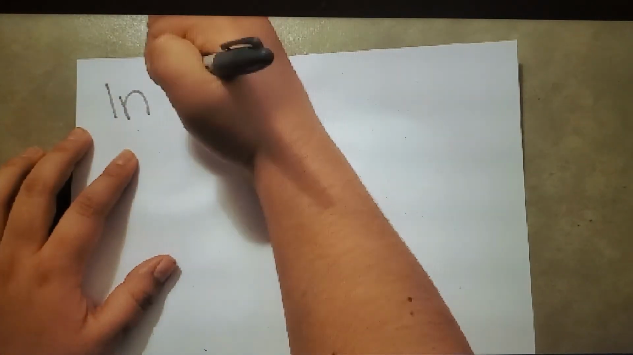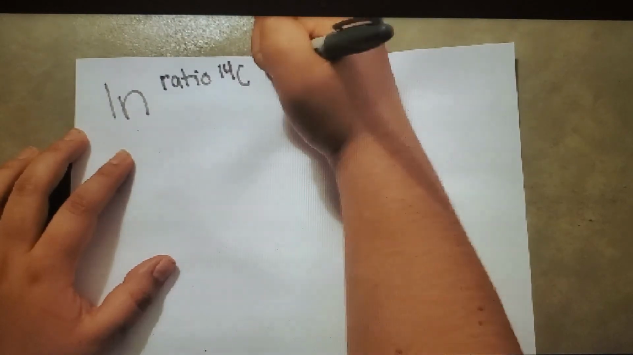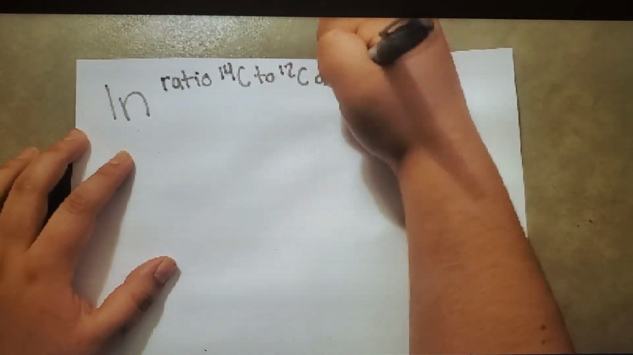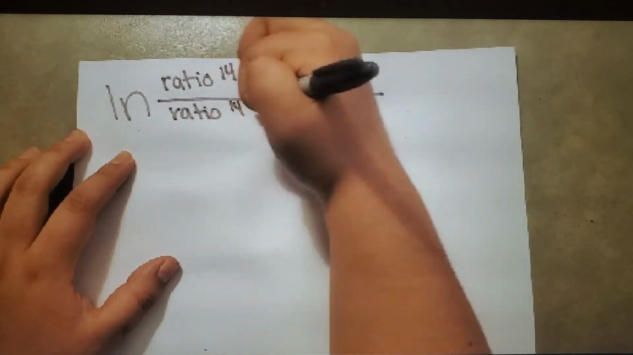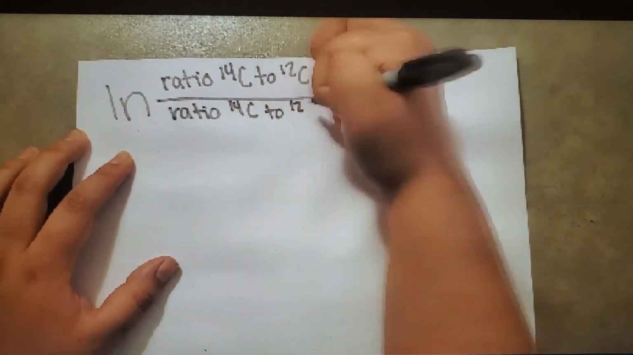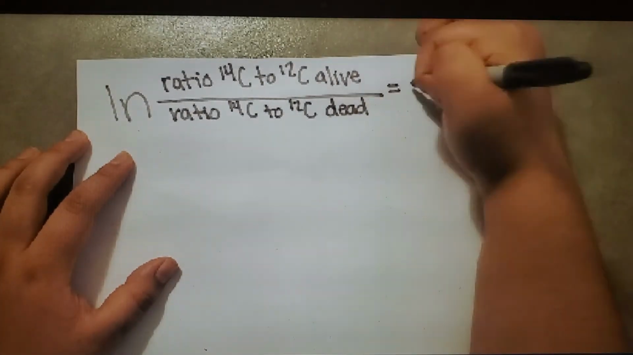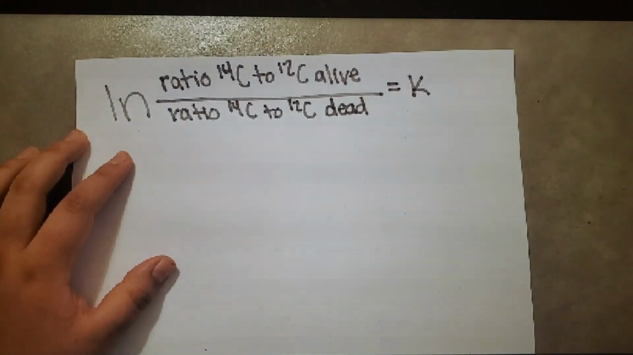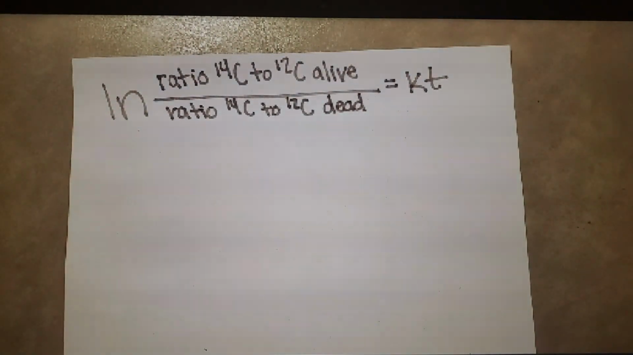The natural log of the ratio of the carbon-14 to carbon-12 when Charlie was alive, over the ratio of carbon-14 to carbon-12 when we found him dead, would be equal to K, meaning the half-life constant, times T, the length of time that he had been dead.